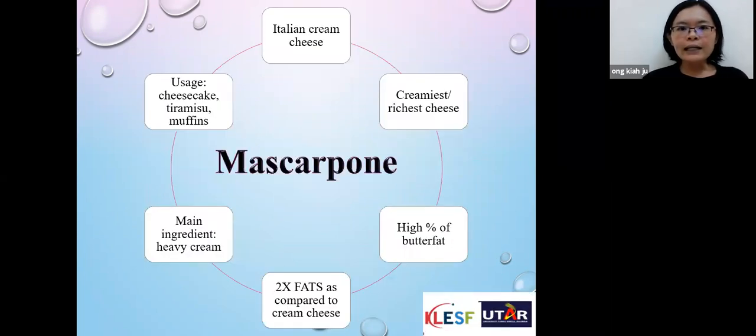The second type of cheese that we are going to do today is Italian cream cheese, what we call mascarpone.